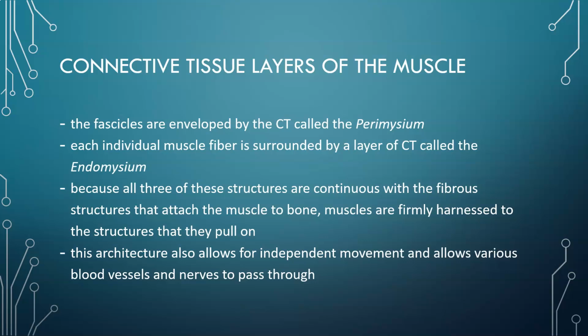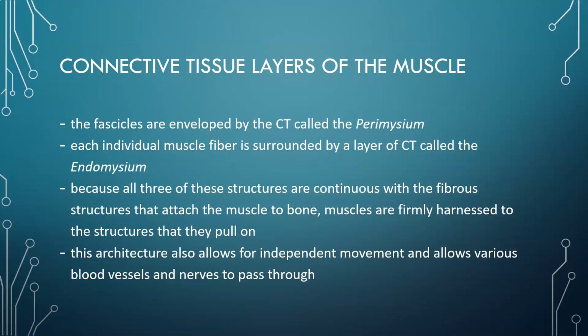Now, because all three of these structures are continuous with the fibrous structures that attach the muscle to bone, the muscles are firmly harnessed to the structures that they pull on. Any tension that's created in the fibers themselves extends out into all three of these layers of connective tissue, which then of course extend out to create the tendons and their tendinous attachments. So any tension created in the muscle itself extends out to create tension within all the connective tissue layers of the muscle, and therefore also the associated tendons.